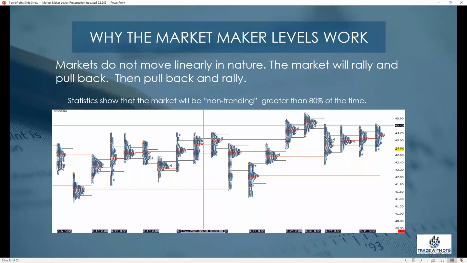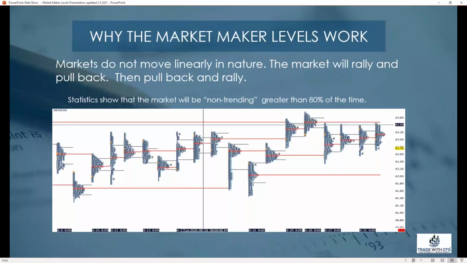Now, statistics will show you that the market will be non-trending greater than 80% of the time. And here's an example. Market pulls back, and then it rallies, and then it pulls back, and then it rallies, and then it pulls back, and then it rallies. And so these rotations in the market create a set of measurements that are then used to create these levels.